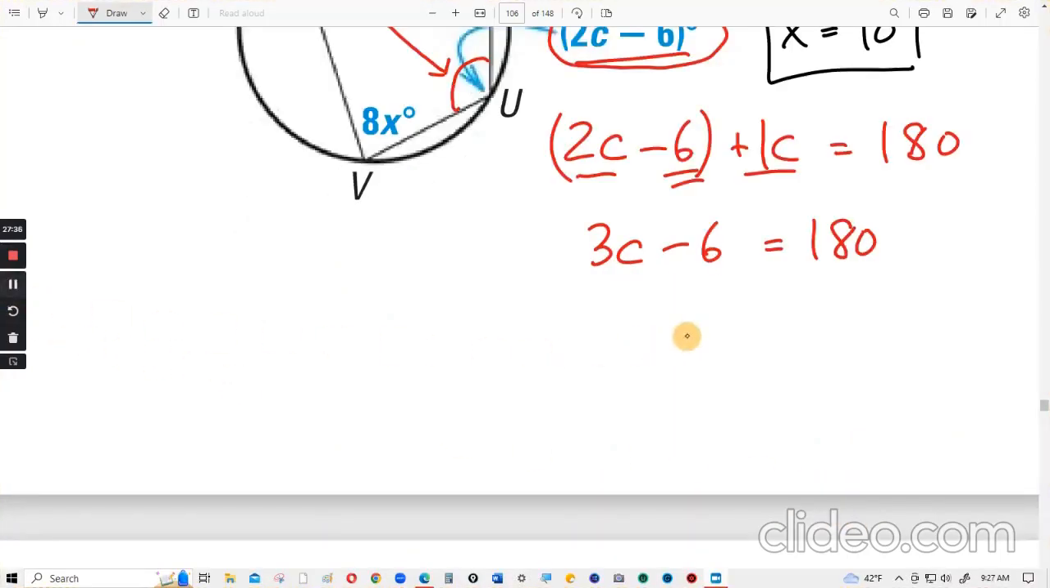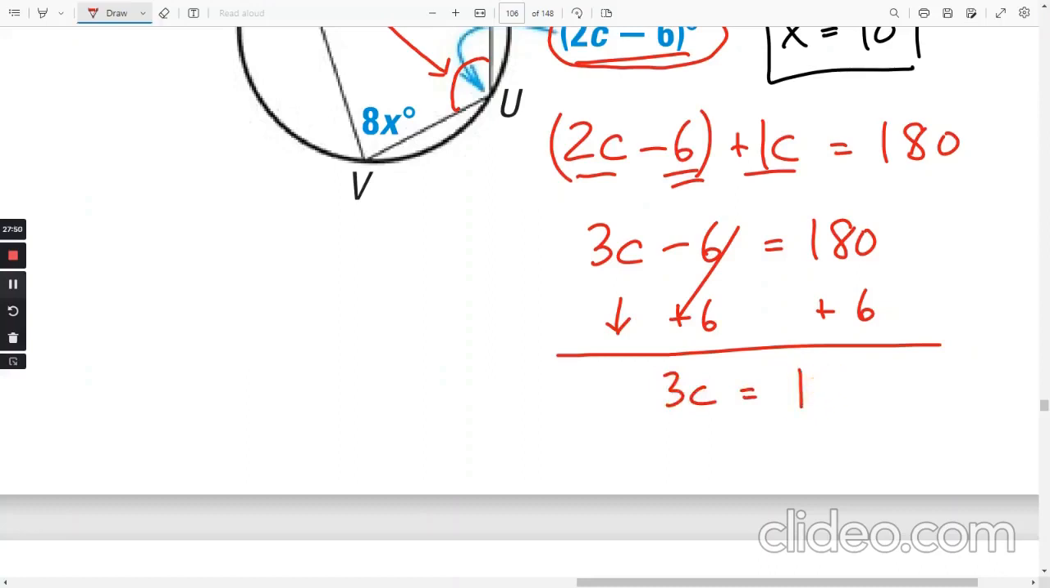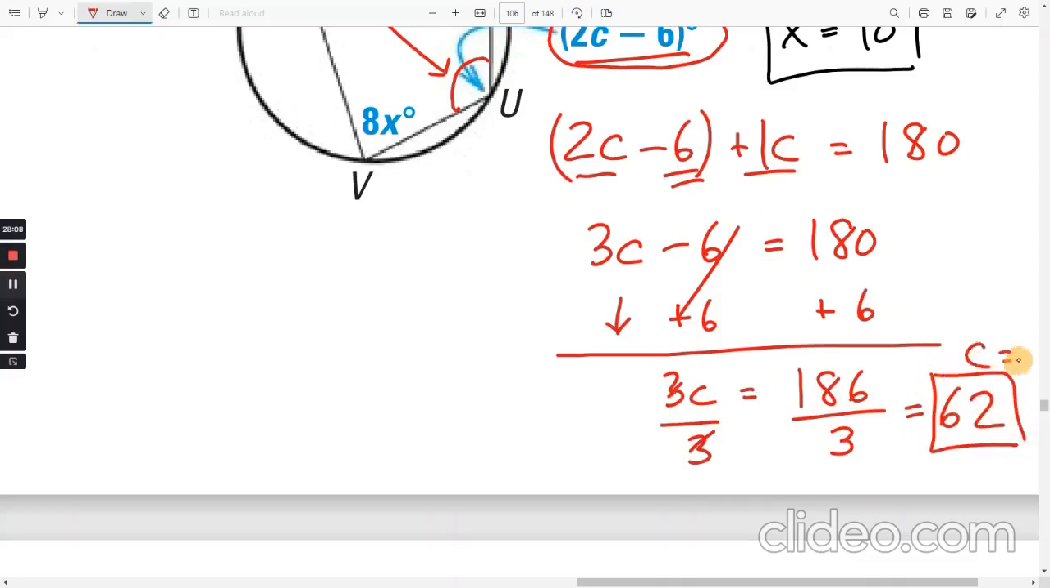Okay, the opposite of minus 6 is plus 6. Do that on both sides. Cancels here. Bring down 3c. And we have 186 right here. This is c times 3. The opposite is divided by 3. 3 into 18 goes 6 times. 3 into 6 goes 2 times. So c equals 62.